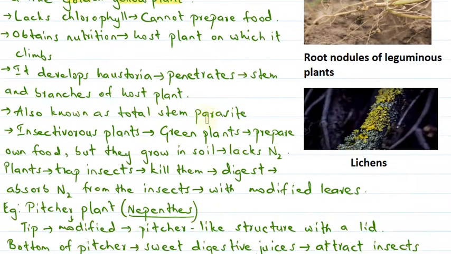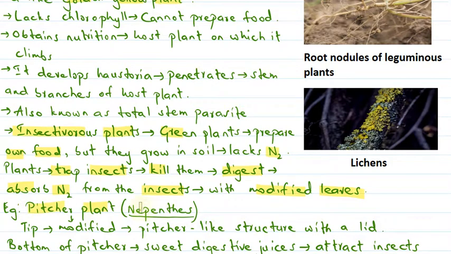we have talked about insectivorous plants. Insectivorous plants are green plants. Okay, they can synthesize their own food, that is, they can perform photosynthesis, but they grow in such soil conditions that lack nitrogen. So what these plants do, they trap insects. After trapping, they kill them, they digest them and absorb the nitrogen from the insects, and this is done by their modified leaves. We have taken an example of an insectivorous plant as pitcher plant.